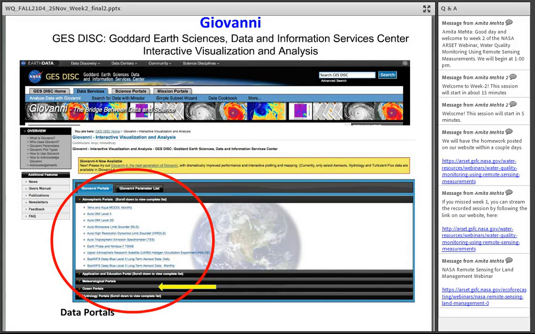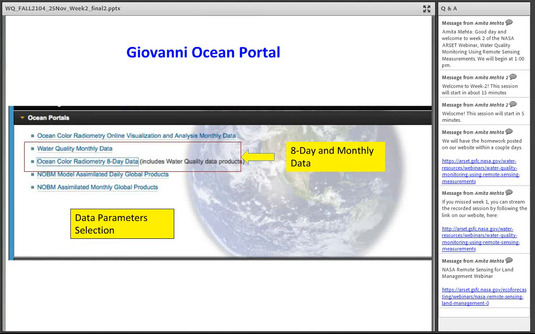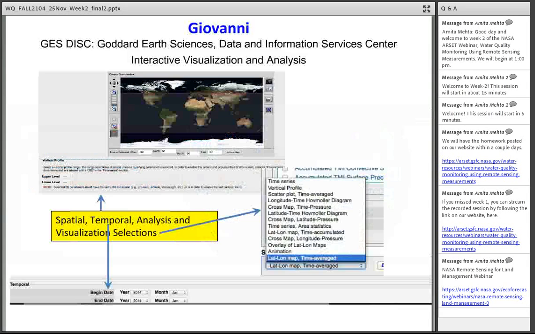this is Giovanni, a tool from the Goddard DAAC, or data center. It has a number of portals from hydrology to meteorology, but there is also an ocean portal that we want to look at. By selecting that ocean portal, Giovanni Ocean Portal takes you to level 3 data from MODIS. So water quality monthly data and 8-day data are available, and a number of data parameters can be selected as shown here.